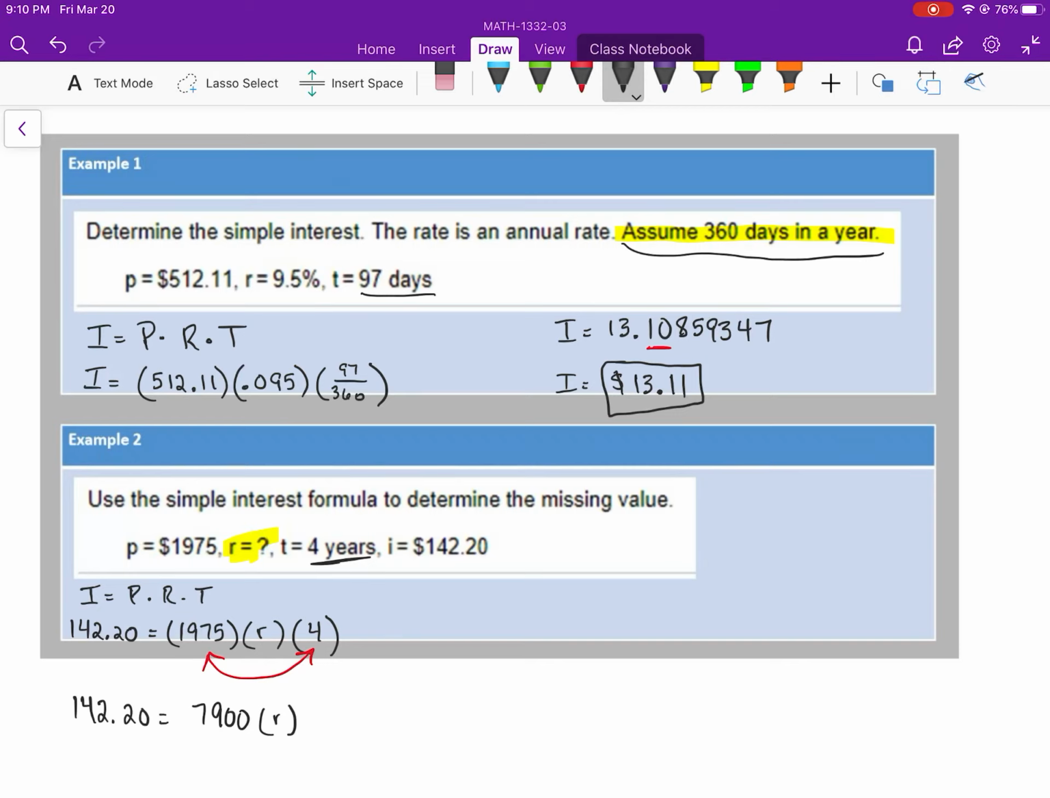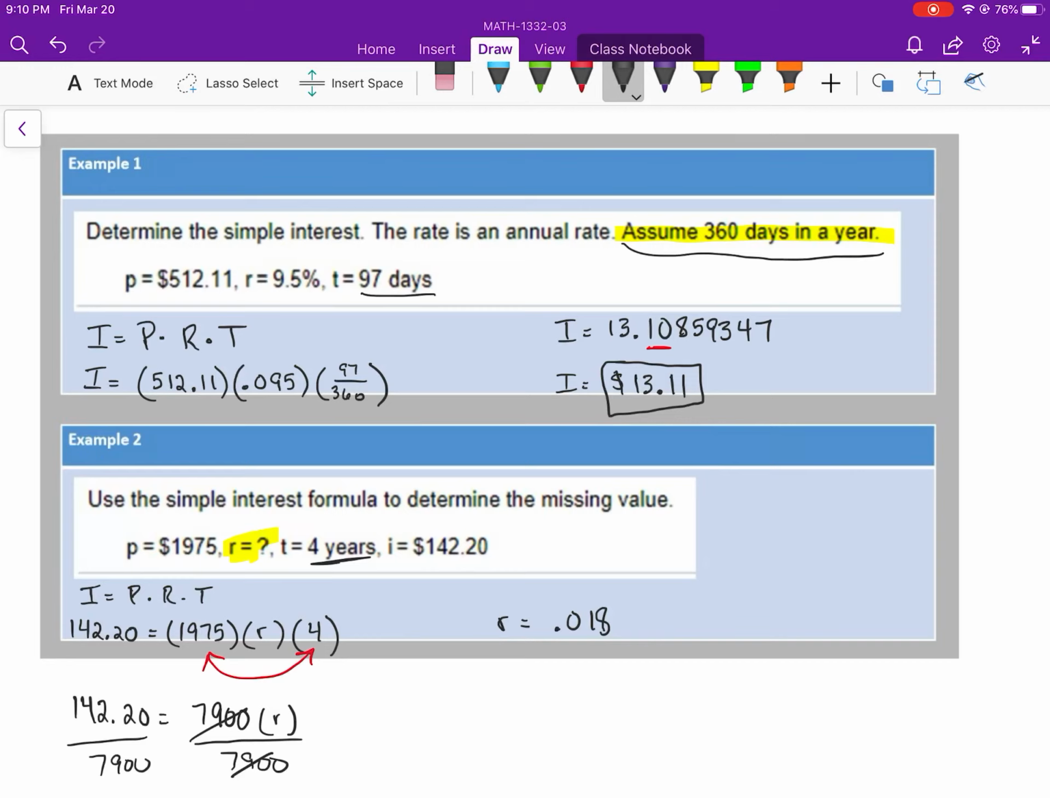All right, so this is just good old algebra here. I'm going to divide both sides by 7,900. That's going to get rid of that 7,900 on that side. And we're going to get R equals, let me punch that in my calculator, $142.20 divided by 7,900 comes out to 0.018.